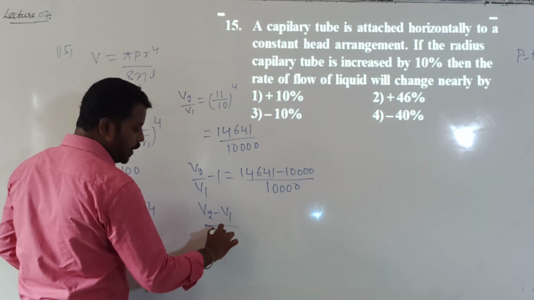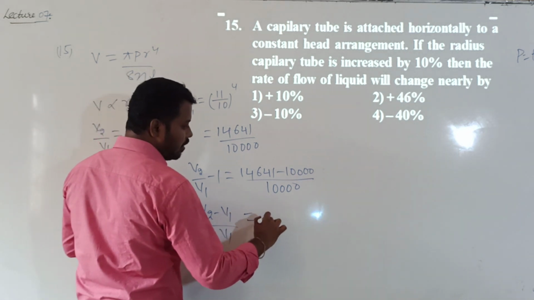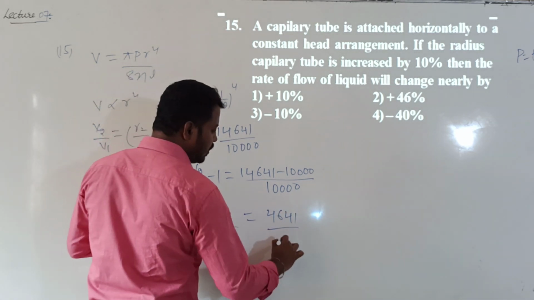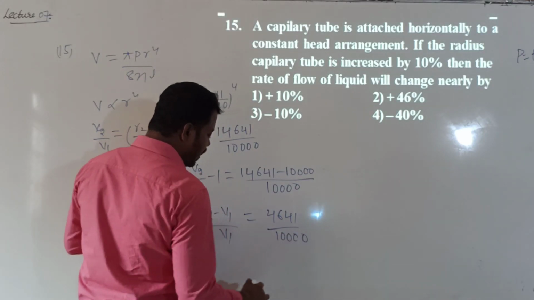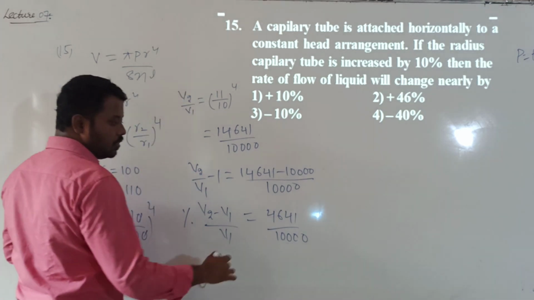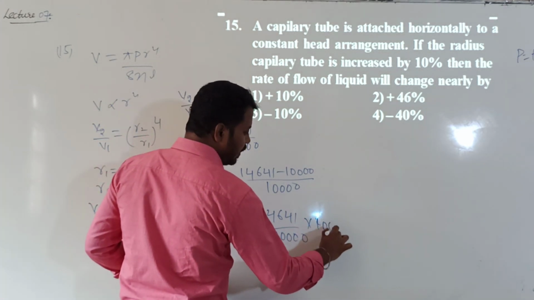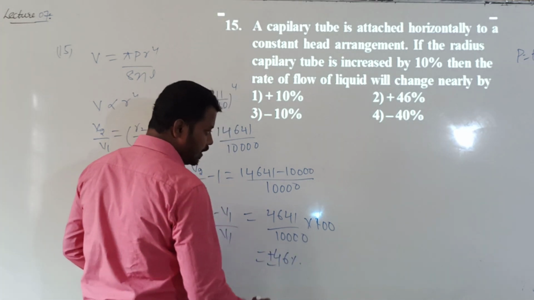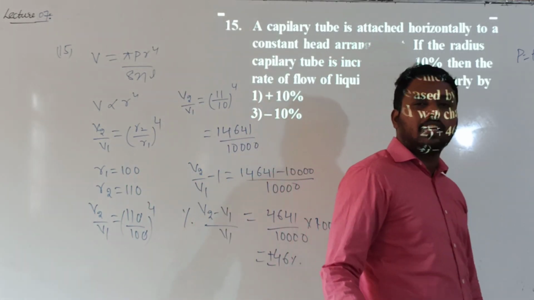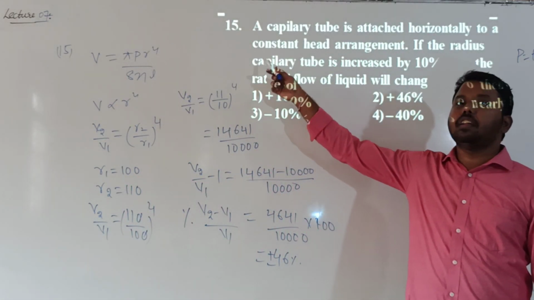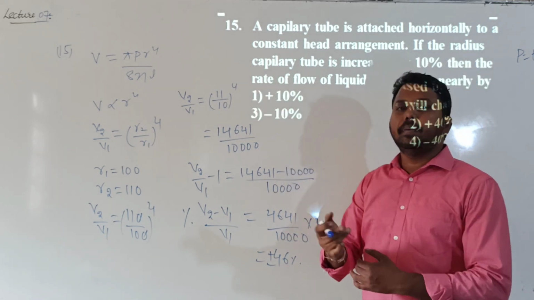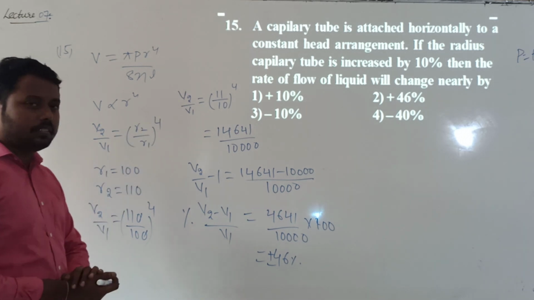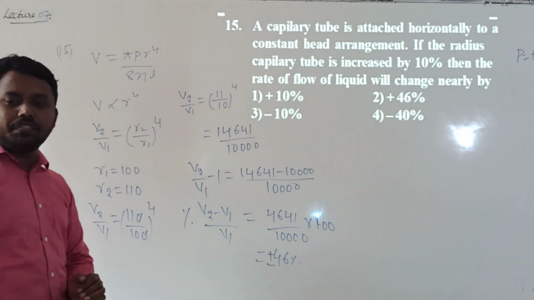Then what did I do? V2 minus V1 by V1 will be equal to, here how much will I get? 4641 by 10,000. Okay? If I want to calculate the percentage, I need to multiply with 100. Then the answer will be 46%, plus 46%. What is the significance of the plus sign there? With increasing radius, what happens to the rate of fluid flow? The rate of fluid flow increases. So it increases by how much percentage? 46%. Question understood? So this is the 15th question.